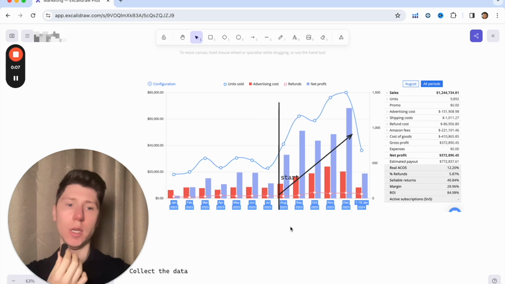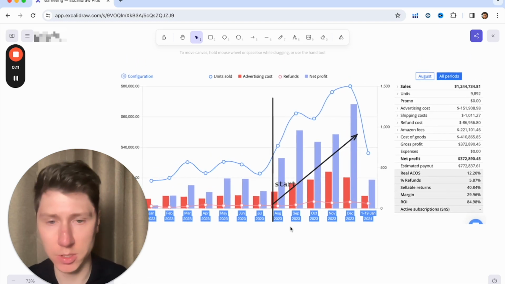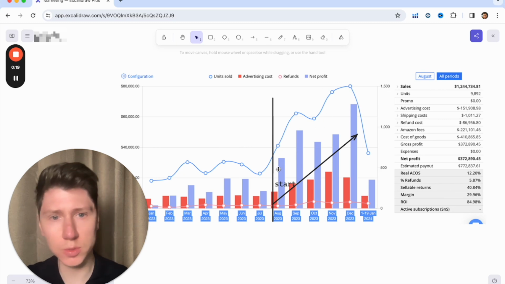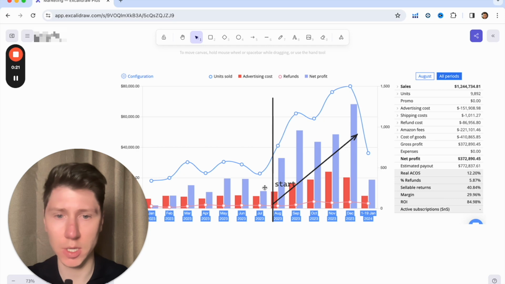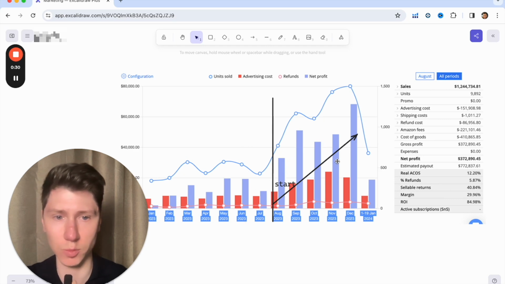When you have a product or a brand with several products, you want to first of all understand your profitability, and that's what we did. We looked at Seller Board, which is just a tool that shows you profit and how many units you sold. This blue line shows total units sold, and the blue bar is the most important for us, which is net profit.